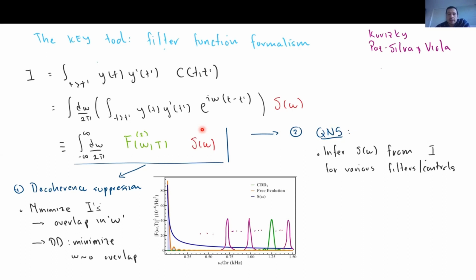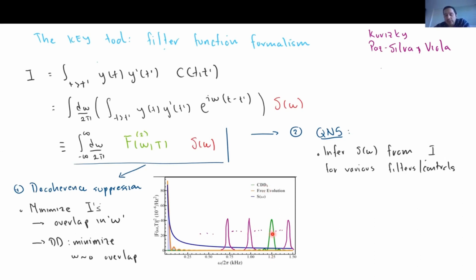On the other hand, you can flip the problem around and say, I can also try to learn about the noise. You can imagine that instead of having this green filter, which in this case is the filter from one of the well-known CDD1 sequences, basically the Hahn echo sequence, in principle I could generate different filters.